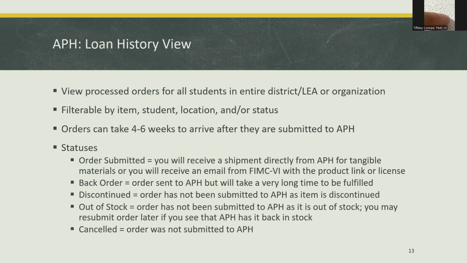If the status says back order, that means that we submitted the order to APH, but we don't know how long it's going to take for you to get that order. It could take a very long time. And then an item goes from back order to discontinued because APH finds out they're not getting any more. They're never going to be able to fulfill that. If that happens, they let us know, and then Colleen will let you know.